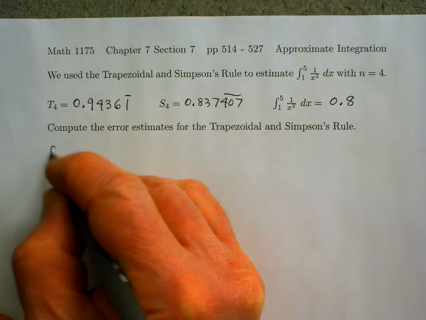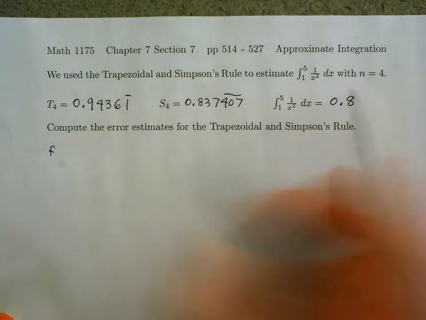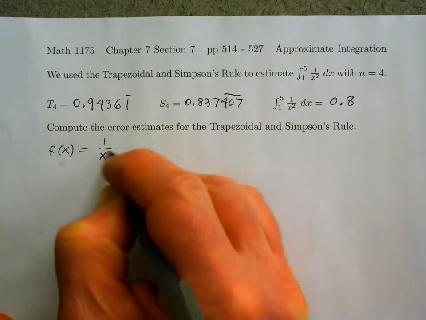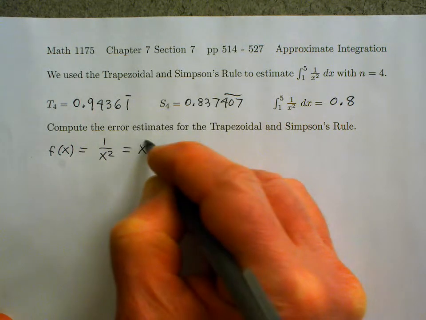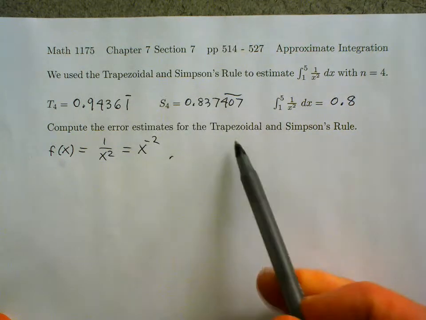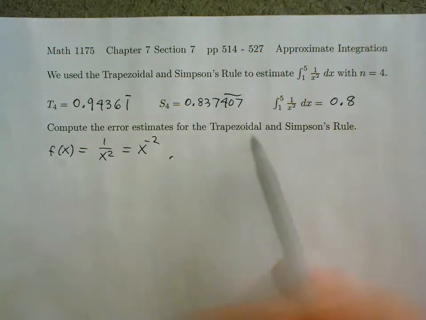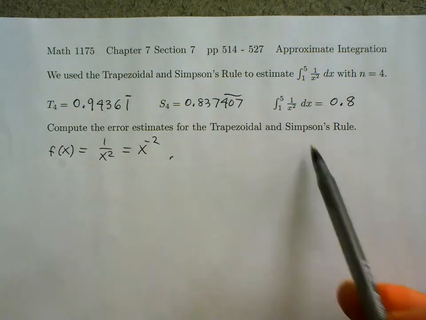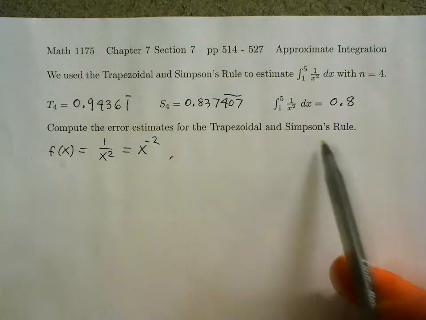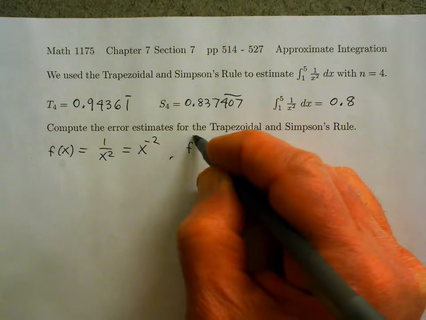The function in the integrand is 1 over x squared. So f of x is 1 over x squared, which we can think of as x to the negative 2. For the trapezoidal error estimate, we need to know the second derivative of f. And for Simpson's rule, we need the fourth derivative. So we'll go ahead and compute those derivatives now.